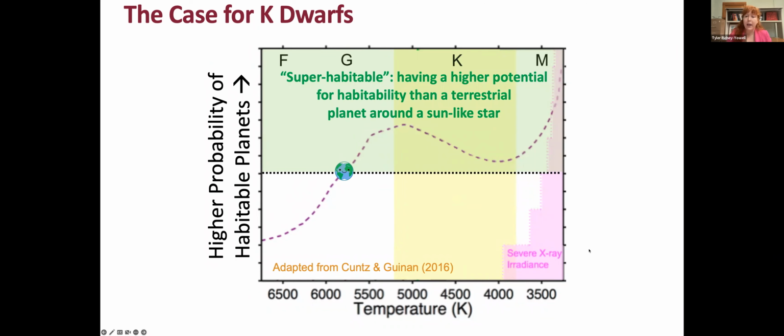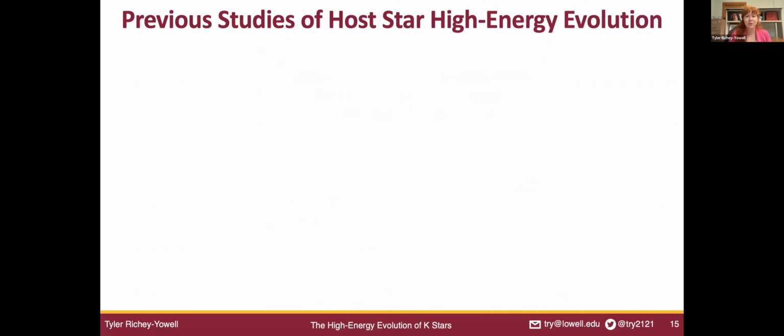But when I started working on this project, we didn't know what kind of high energy environments K-stars provided as a function of time. And so that's where I came in. I wanted to know what the high energy evolution of K-stars looks like, and I expected it to fall somewhere between G and M stars.